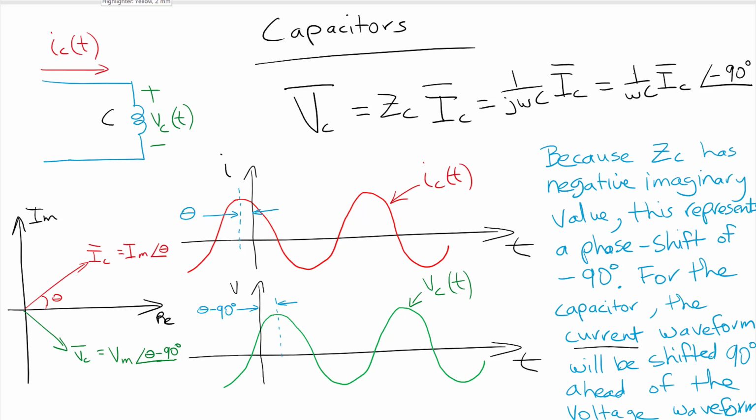Okay? So then the phase diagram on the left represents the relationship between phase and current for the capacitor. So what we can see is that the current has been represented with a phase angle of theta, okay? And then we see that the voltage waveform has a phase angle of minus 90 degrees from the current phasor, okay? And the idea is that the difference between these two in terms of phase angle is minus 90 degrees. Okay? So that's the relationship between voltage and current for a capacitor.